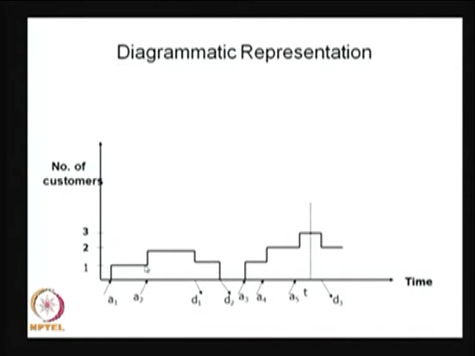Here I made the simplest assumption: only one customer enters the system, only one customer is served and leaves the system, and so on. So this is a simple diagrammatic representation of the queuing system.